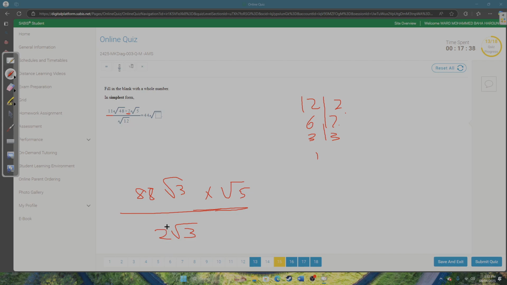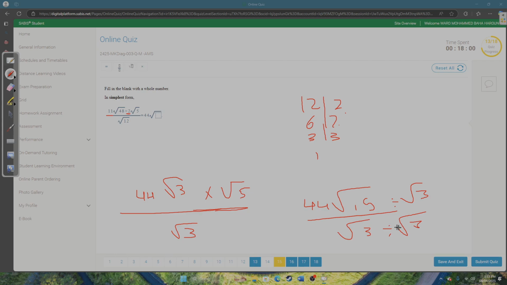Now here what can we do? We can divide 2 and 88. This becomes 44. And then we multiply the radicals together. It will become radical 15 over radical 3. And then you can just divide by radical 3.